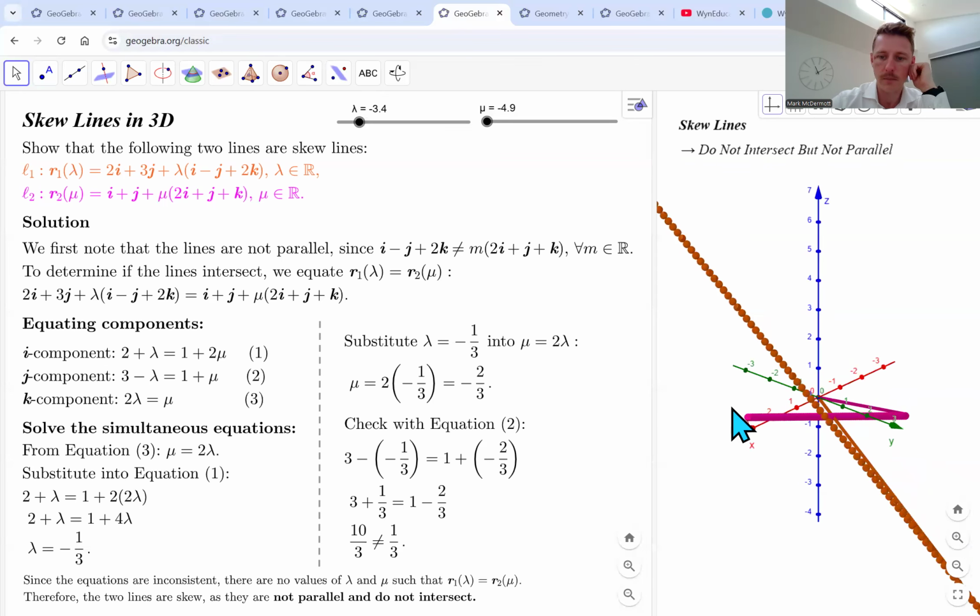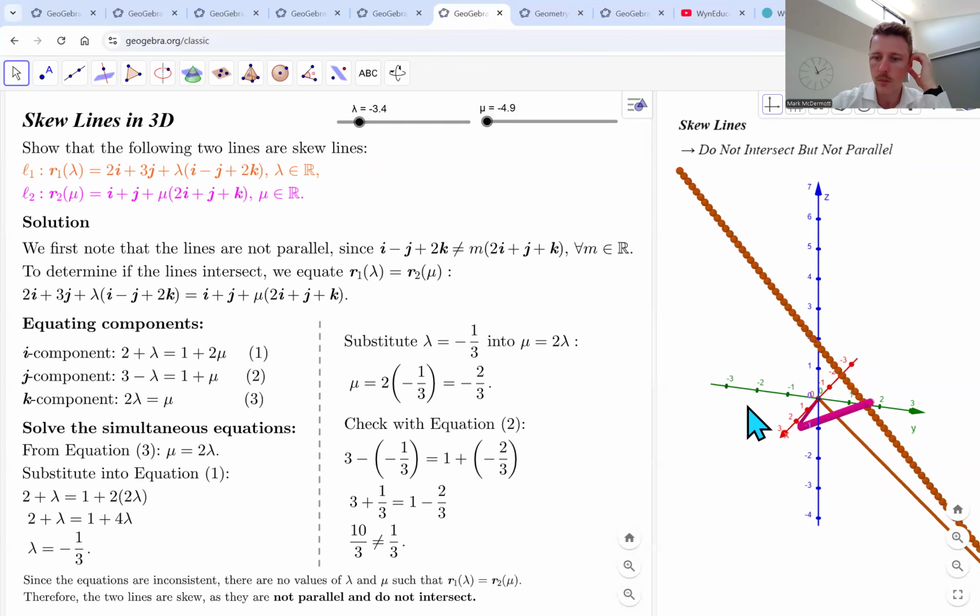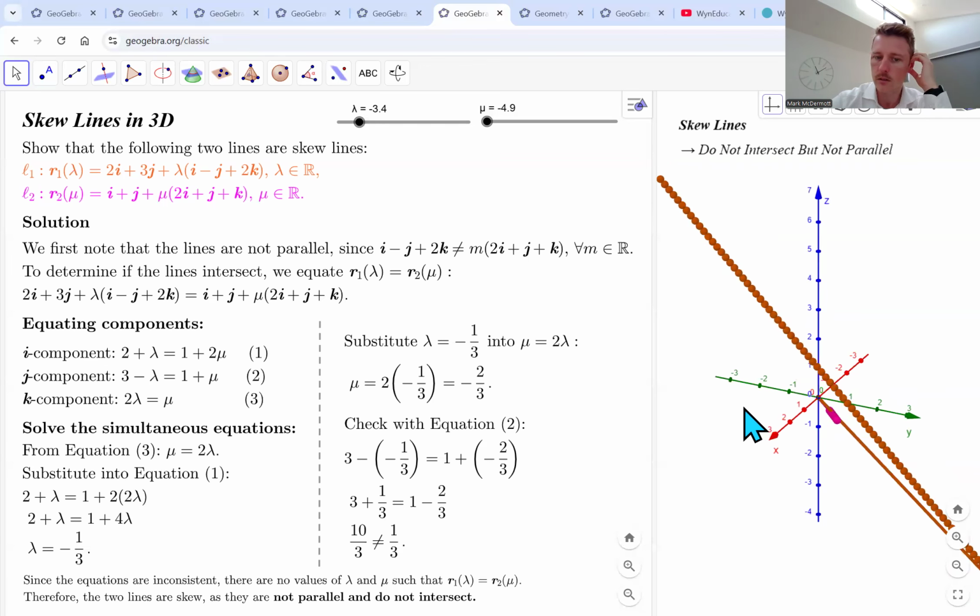So the lines do not intersect, and we know that they're not parallel. Okay, so since the equations are inconsistent, there are no values of lambda and mu such that R1 of lambda equals R2 of mu. Therefore, the two lines are skew as they are not parallel. We know that from the direction vectors, and they do not intersect. Because if they did intersect, there would be values of lambda and mu where all three coefficients of i, j, and k would be equal at some point, right? So yeah, we can see that these lines are skew, and we've shown that they're skew lines.